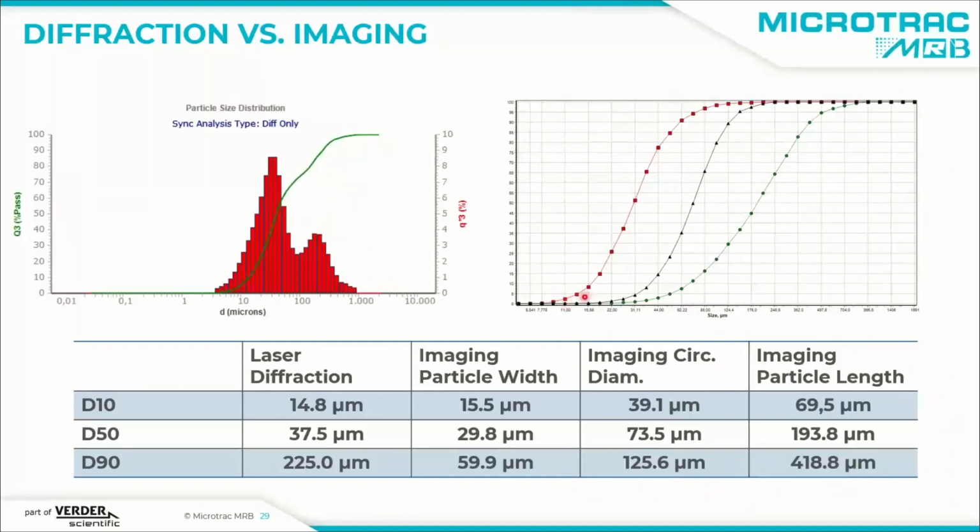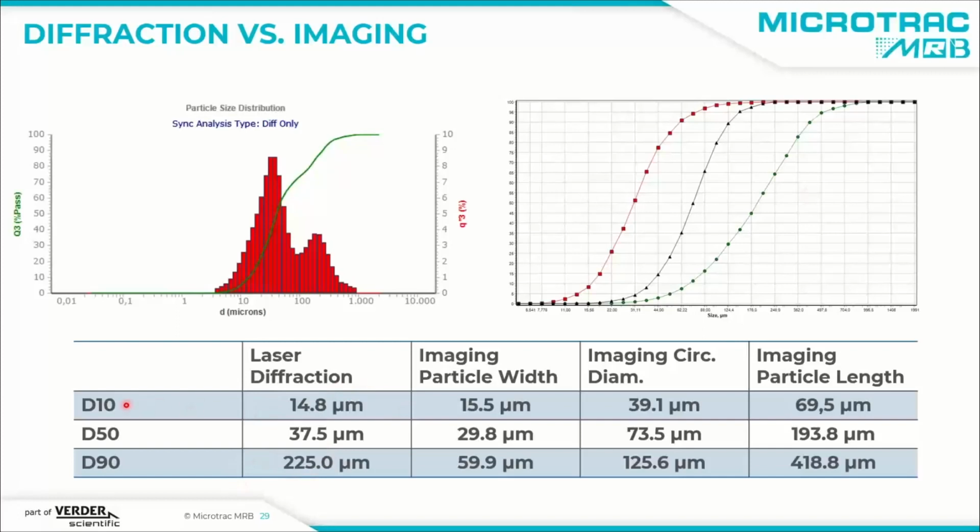And with the image analysis, you can actually get a distribution for the width only, that would be the red curve, and for the length only, that would be here the green curve. And if I would take this laser result and plot it here, in the image result, it would be somewhere between these two.